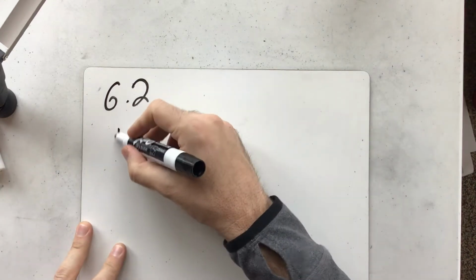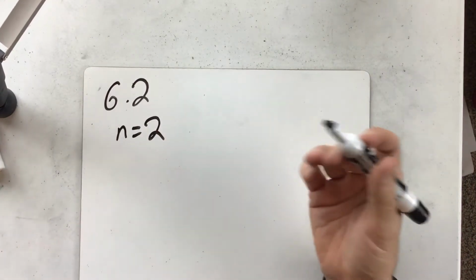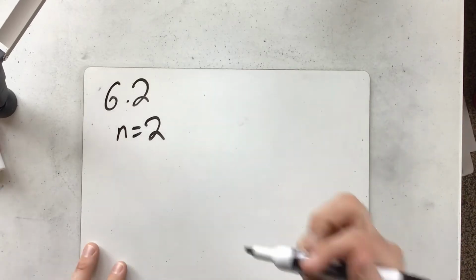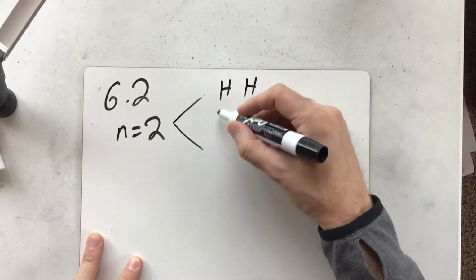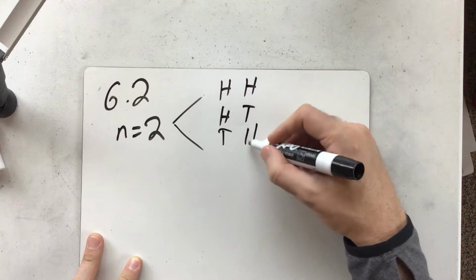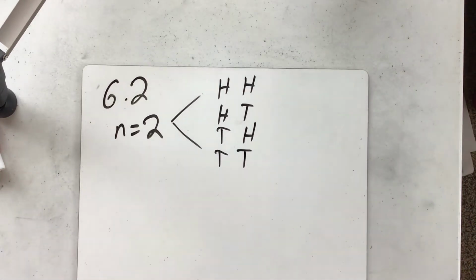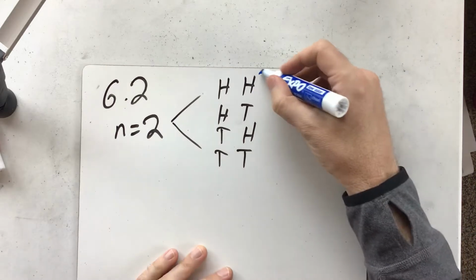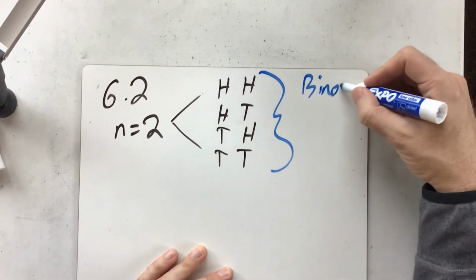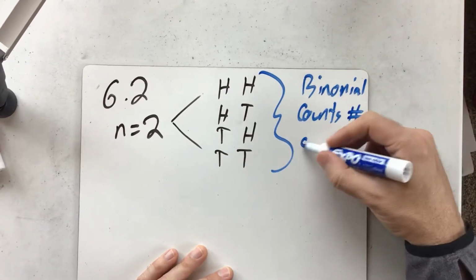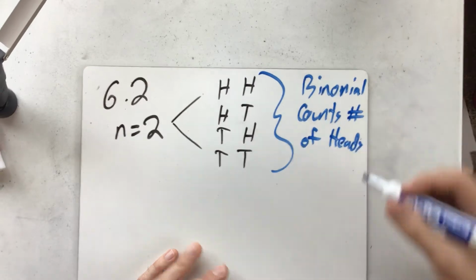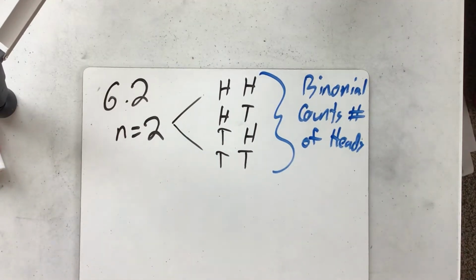So for example, if n equals 2, then let's just think of that. What does that mean? That means you flipped two coins. And so you really had two options. You can have heads, heads, heads, tails, tails, heads, or tails, tails. And so that means, what the binomial probability does is a binomial experiment counts the number of heads. So the binomial counts the number of, well, it could be heads or it could be tails. It's whatever you're dealing with.